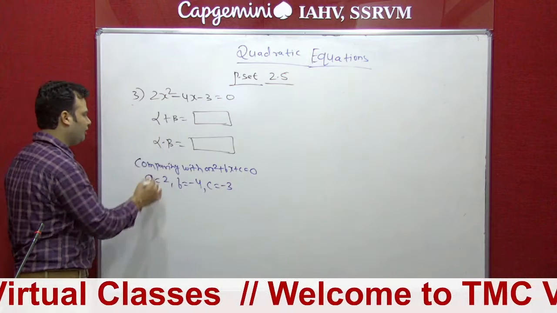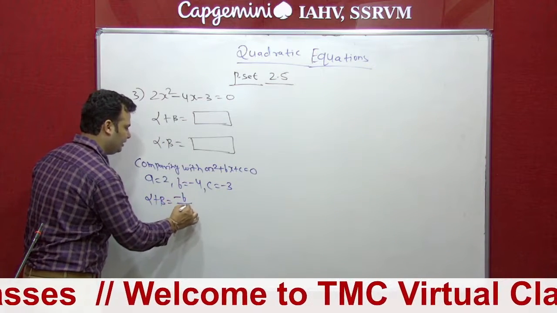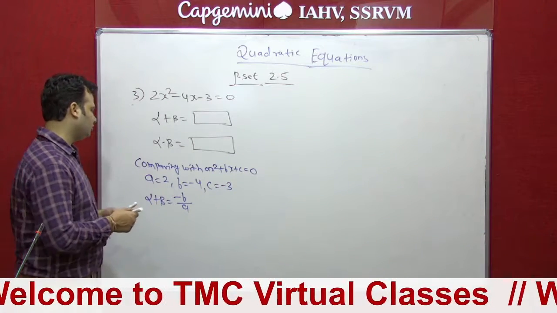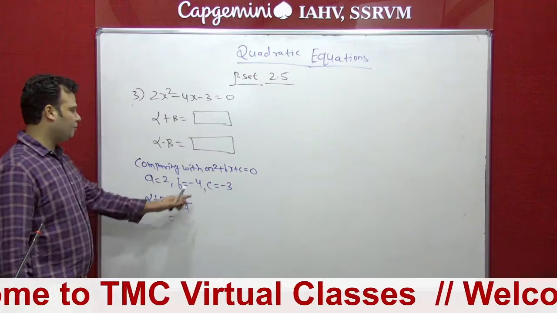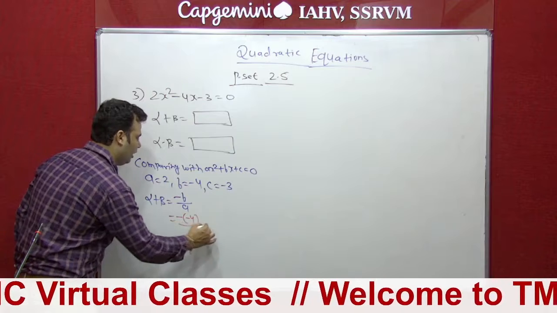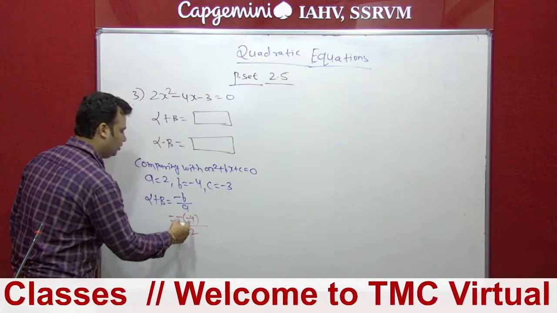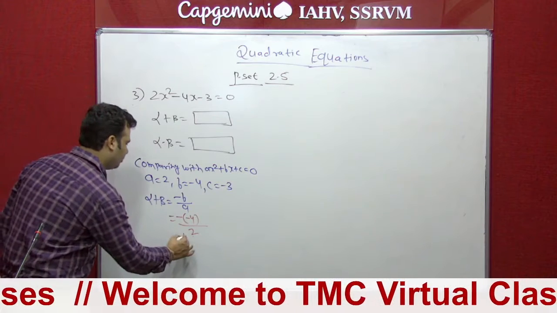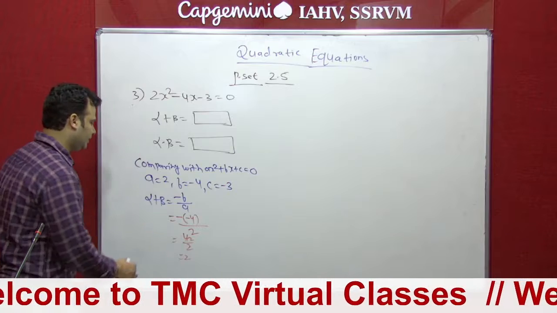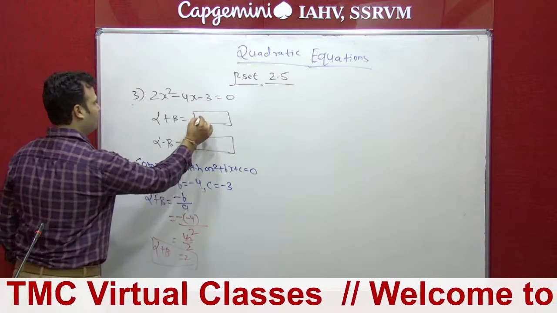Now we have to find the value of alpha plus beta. Alpha plus beta is minus b upon a. Simple. What is the value of b? That is minus 4, so in bracket we write minus 4, upon a, which is 2. Minus into minus becomes plus. So 4 upon 2, the answer is 2. Two twos are four. So alpha plus beta is 2.